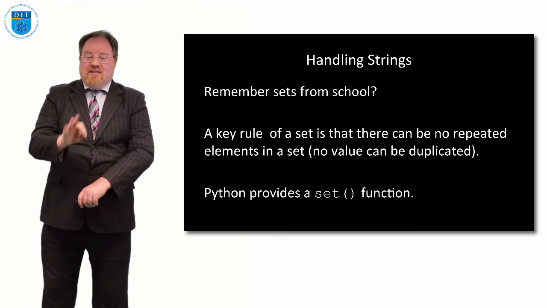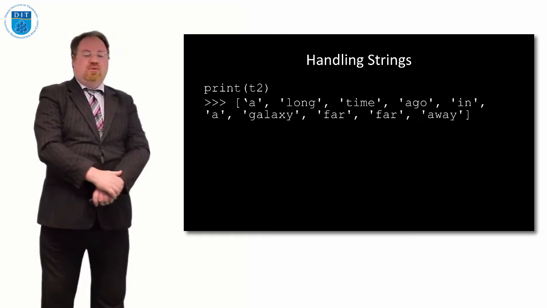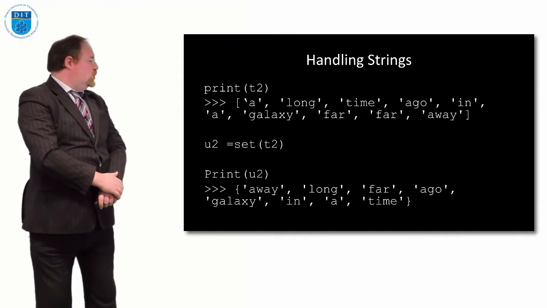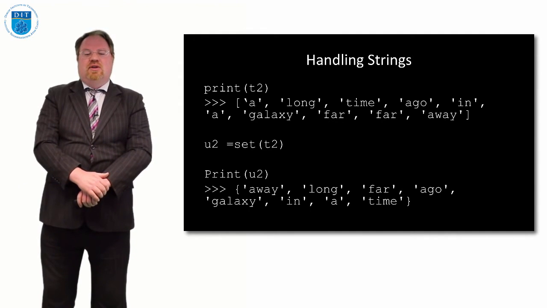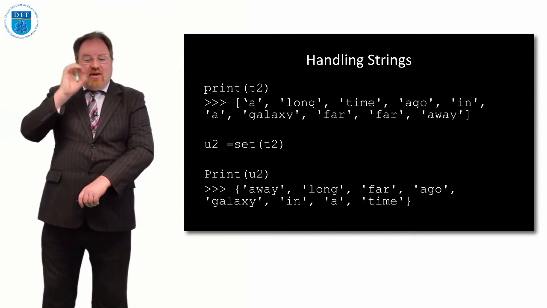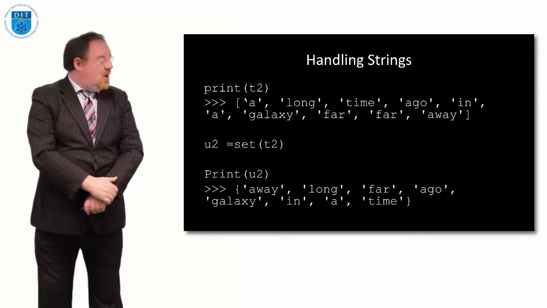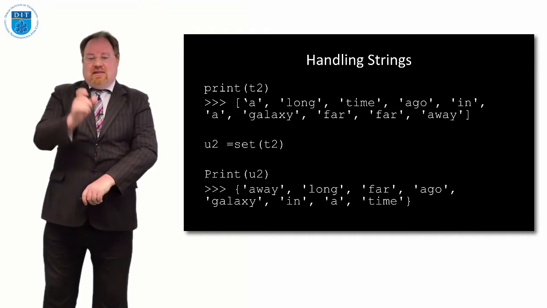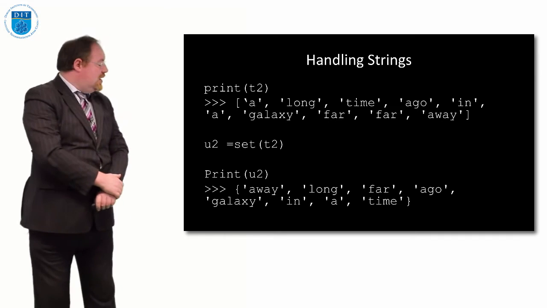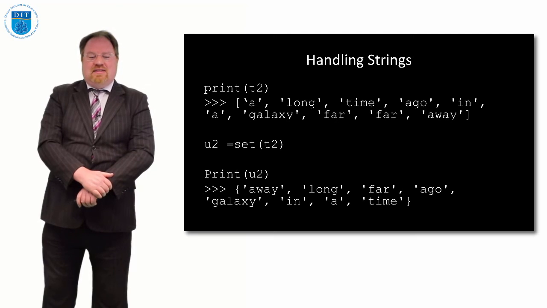And Python provides a function with that name, set. So if I have T2, which is a long time ago in a galaxy far, far away, and I say U2 is the set of T2, it removes any duplication in the string, in the array rather. So then far is only there once, and A is only there once. Remember that there were 11 elements in the first array. We got rid of the dot, dot, dot, which brought it down to 10. And now, because far is duplicated and A is duplicated, we've gotten it down to 8.